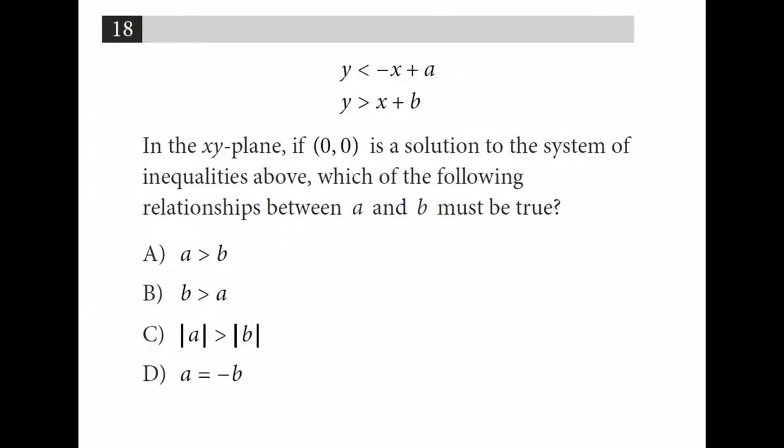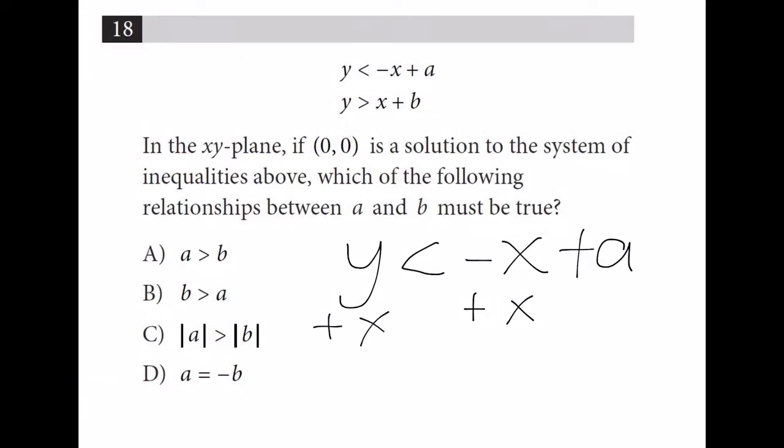Number 18, y is less than negative x plus a, y is greater than x plus b. In the xy plane, if 0, 0 is a solution to the system of inequalities above, which of the following relationships between a and b must be true? Well, let's solve this first inequality for a by adding x to both sides. Over here that cancels out, and I have y plus x is less than a.